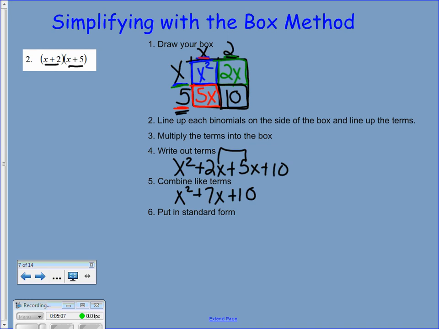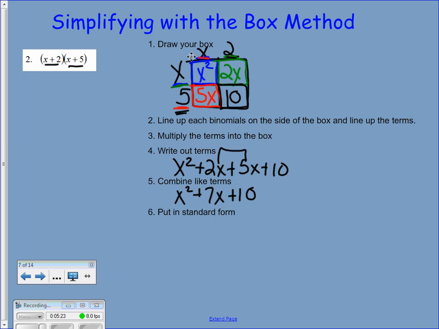Remember what like terms means. Okay, so we want to have the square term add with square term, x terms add with x terms. Last thing I need to check is that my answer is in standard form, which it is. My exponents are in descending order.